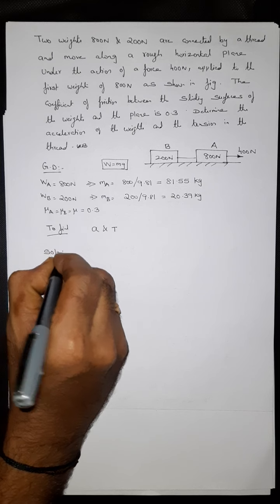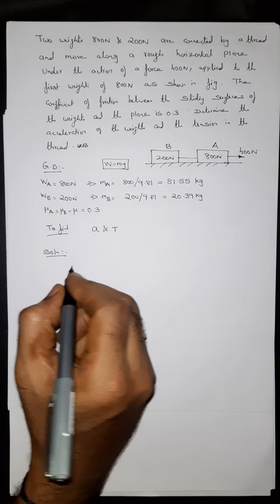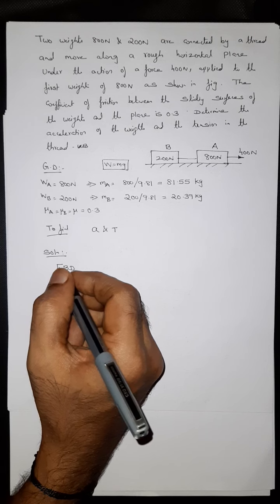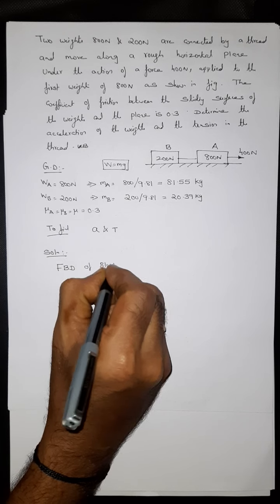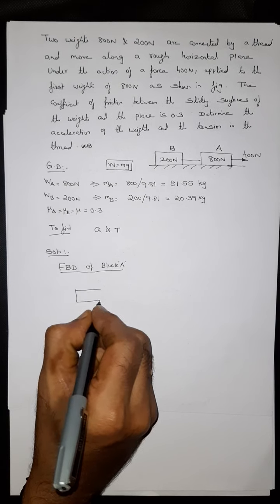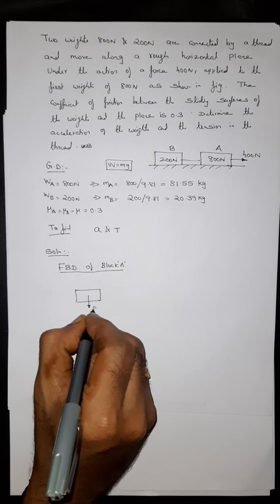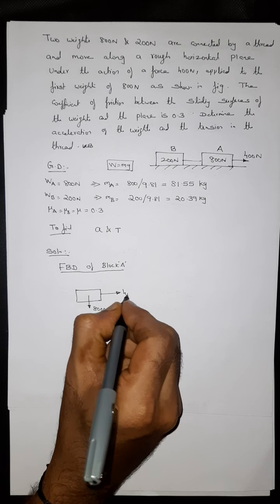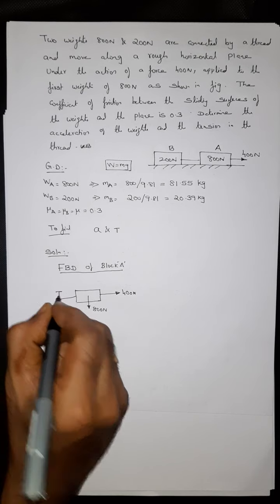Solution. First, we have to draw the FBD, the FBD of block A. The weight 800 Newton, there is a force being applied, and on the left hand side there is a tension which acts away from the object.